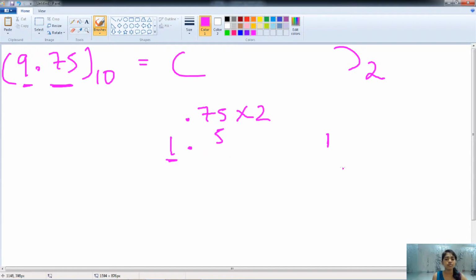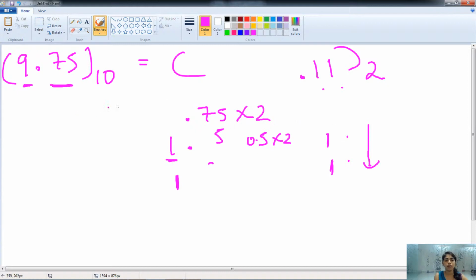Now since we have got this 1 here, we are left with 0.5. So we will multiply 0.5 with 2. So we got 1, our perfect 1. So we will transfer this 1 here. We will write it like this, from top to bottom, 1 and 1.